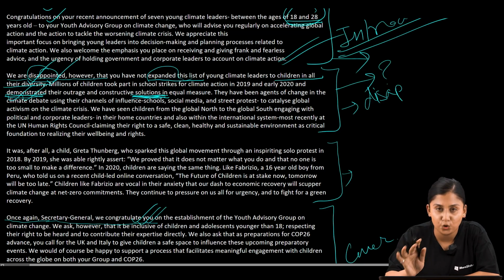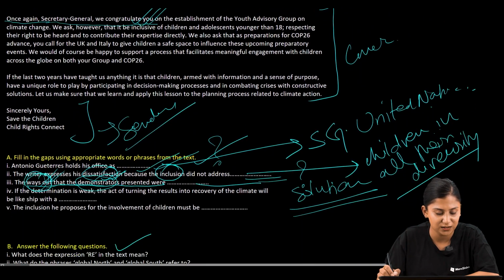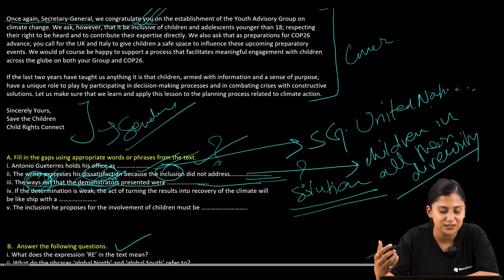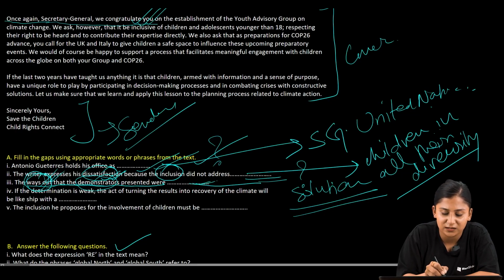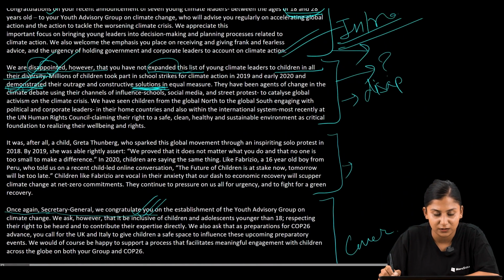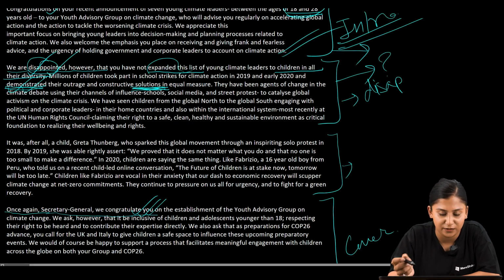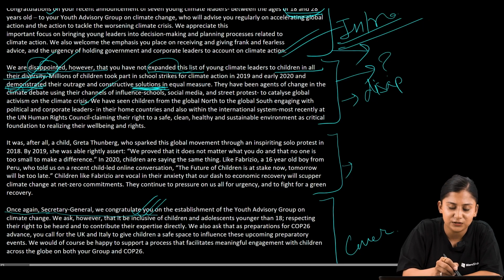So we got this idea, but now what is the question asking us to find out? The question is asking us to find out what were the ways out that the demonstrators presented. The question is asking us to find out some of the actions performed by the demonstrators, right? So now let us read the line again. They have been agents of change in the climate debate using their channels of influence, schools, social media and street protests to catalyze global activism on the climate crisis. So did you find out something after reading this line?